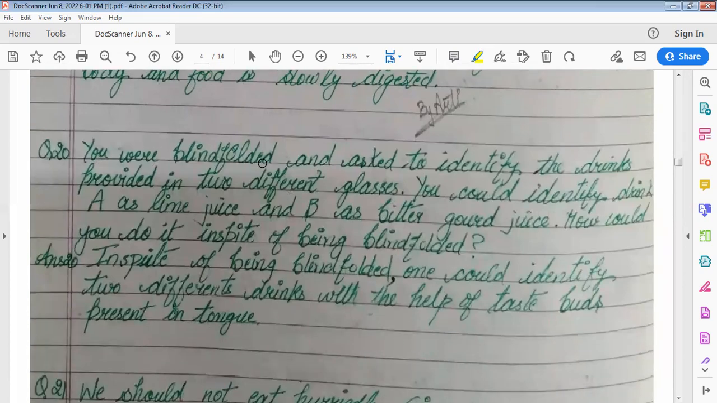You were blindfolded and asked to identify the drinks provided in two different glasses. You could identify drink A as lime juice and B as bitter gourd juice. How would you do it in spite of being blindfolded? One could identify two different drinks with the help of taste buds present in the tongue.